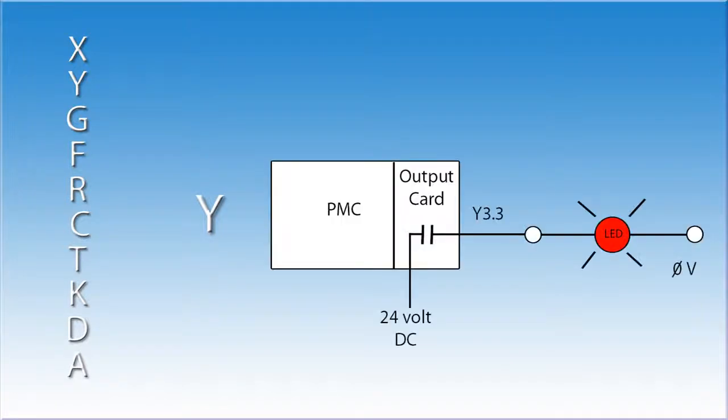The letter Y is used to designate a real-world output. Once again, the machine tool builder is responsible for connecting all of the Y value outputs. An example of these are LEDs, relays, solenoid valves, or motor starters. The Y addresses can be used as contacts or coils in the ladder. Allen Bradley refers to these as O signals.